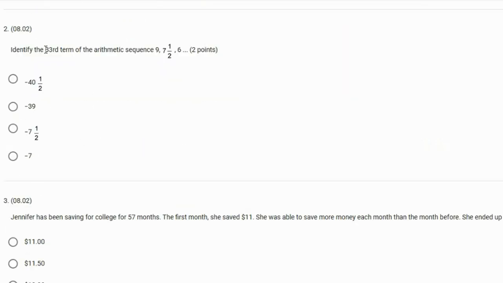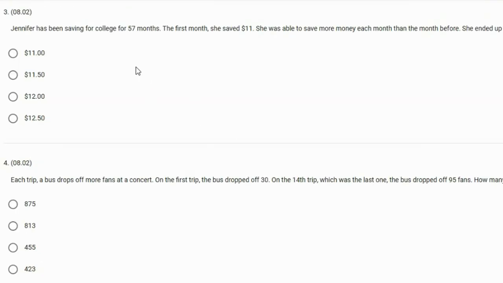Identify the 33rd term. Well, that actually goes back to the first lesson. This is not asking you to add anything up. So this goes back to the last lesson, really. Find the 33rd term. Jennifer's been saving for college. The first month she had $11. She was able to save more money each month and ended up with this much. So how much more? They're wanting you to find the common difference. Use that second formula, find out which one of these is the common difference.